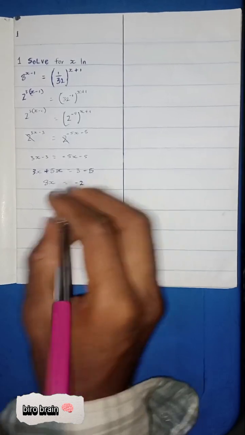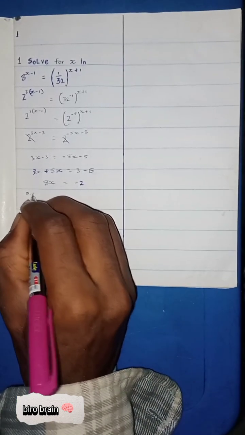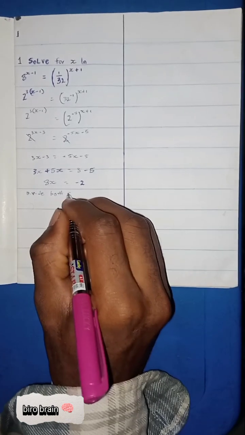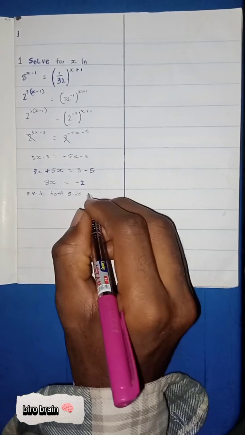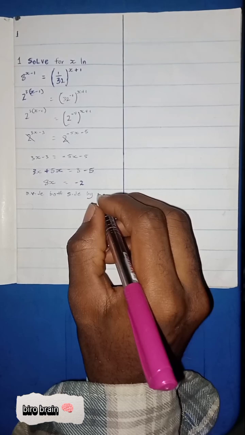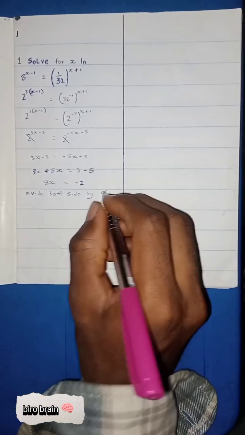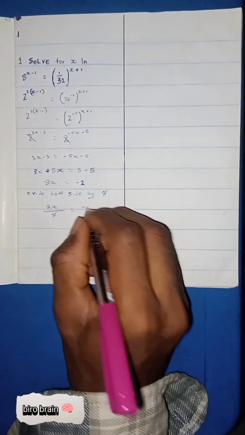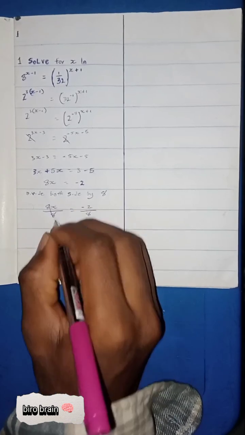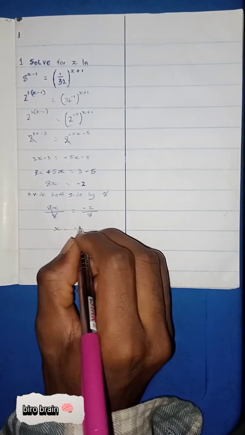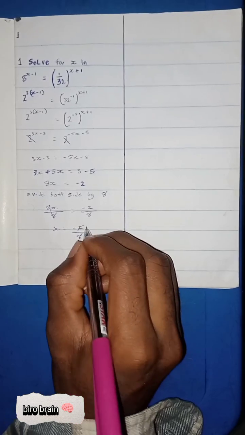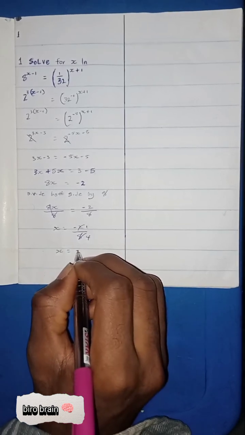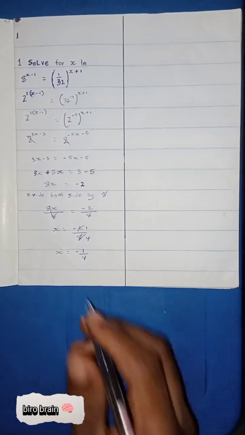Then divide both sides by 8. So we're having 8x over 8 is equals to minus 2 over 8. And 8 we cancel it. We are left with x is equals to minus 2 over 8. Now 2 into 2, that's 1. 2 into 8, that's 4. So we are left with x is equals to minus 1 over 4.